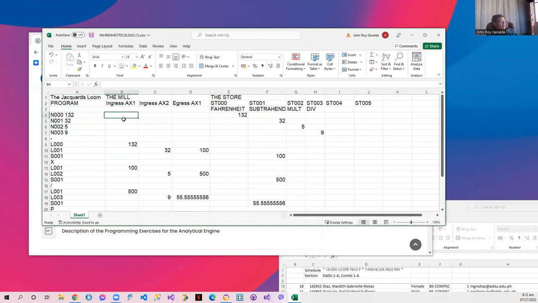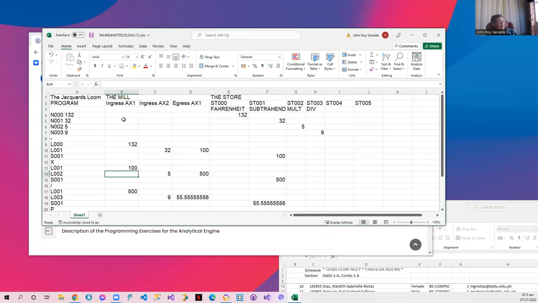So first, we have N000, assign this to variable 0, 132. And the subtrahend 32 is assigned to variable 1. Variable 2 is assigned to 5. And 9 is assigned to variable 3. So the first card is an operation card, minus L000 and L001. Okay, 000 is 132 and 001 is 32. So 132 minus 32 is 100. We save our partial result to S001.